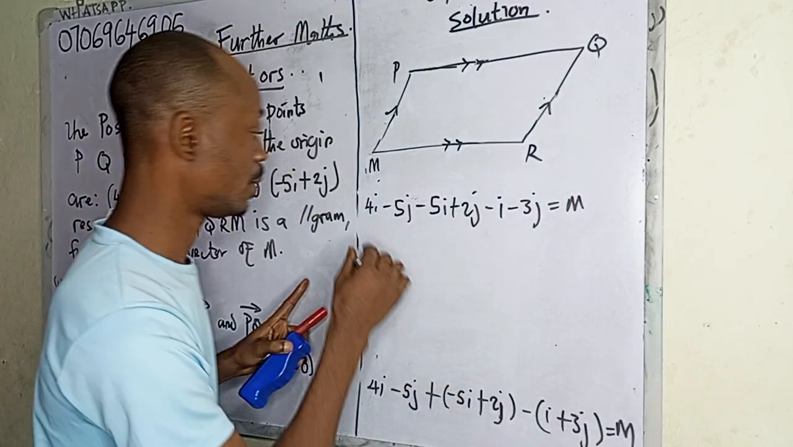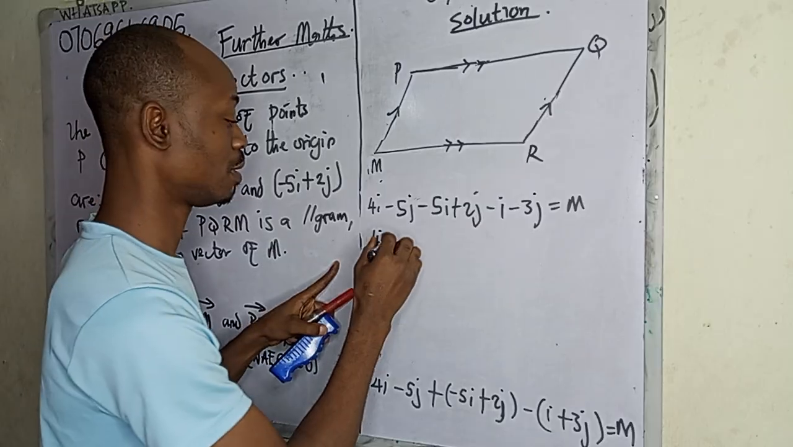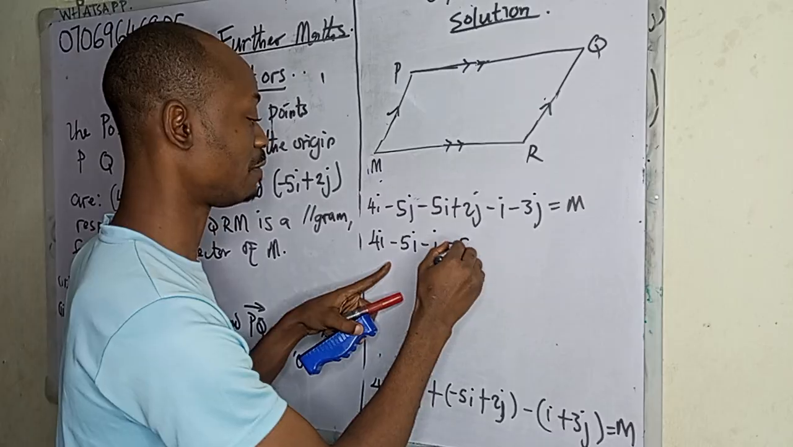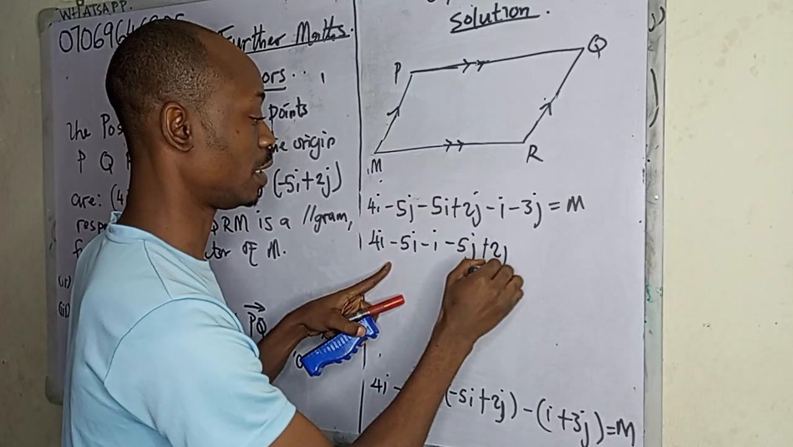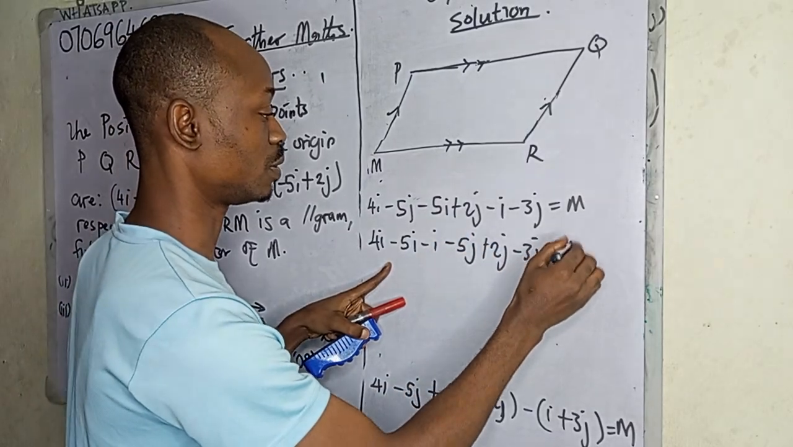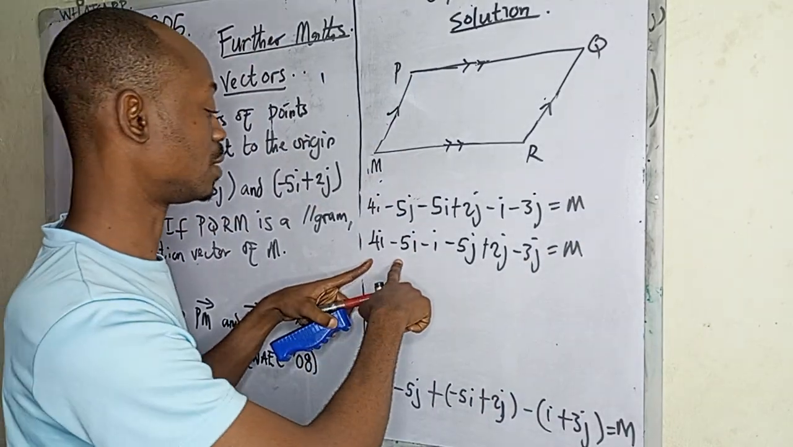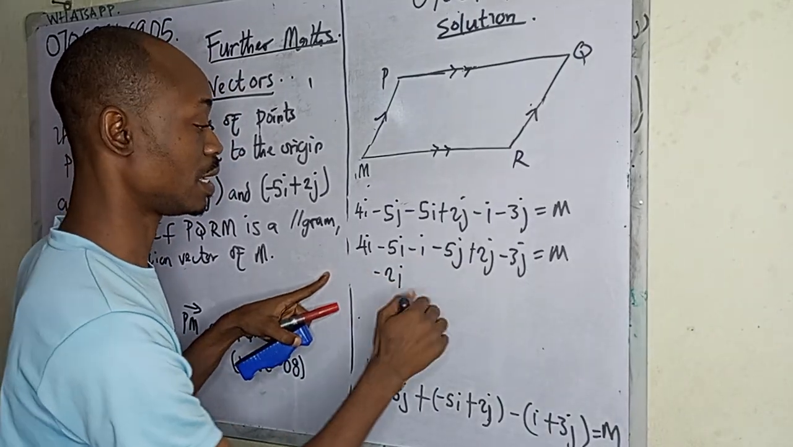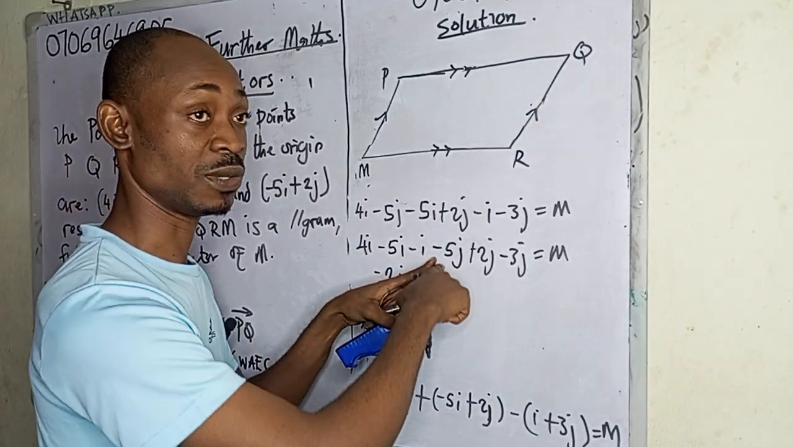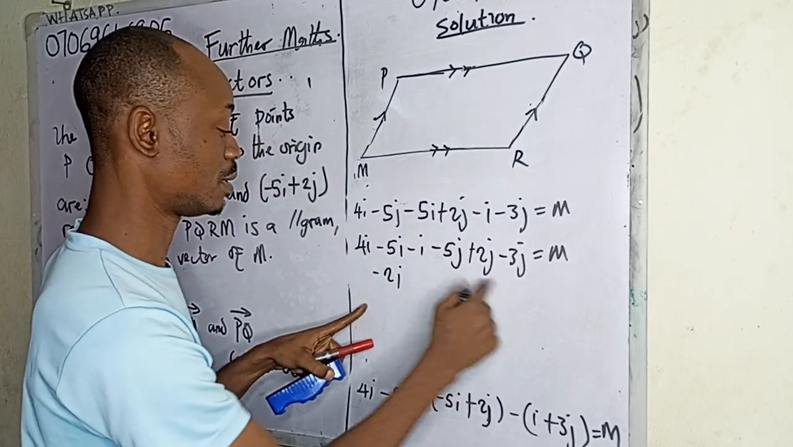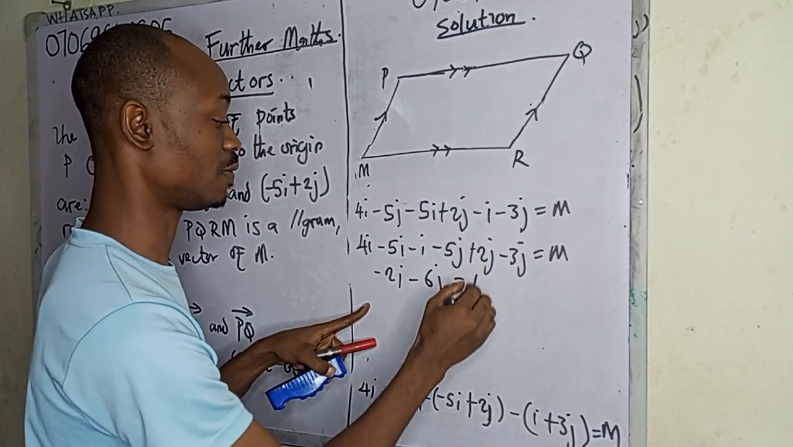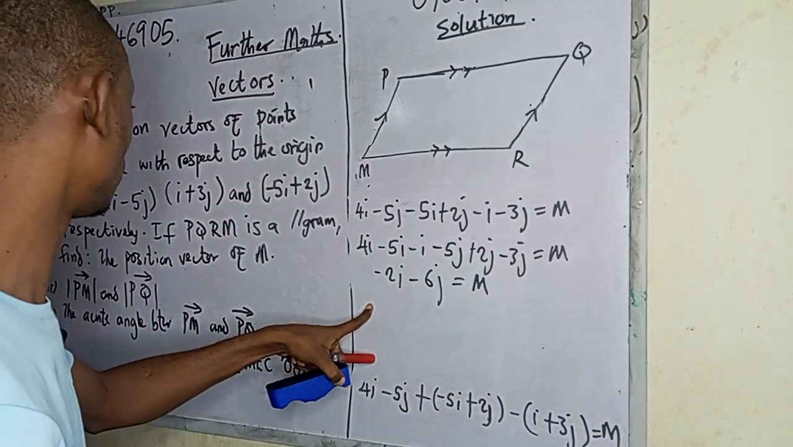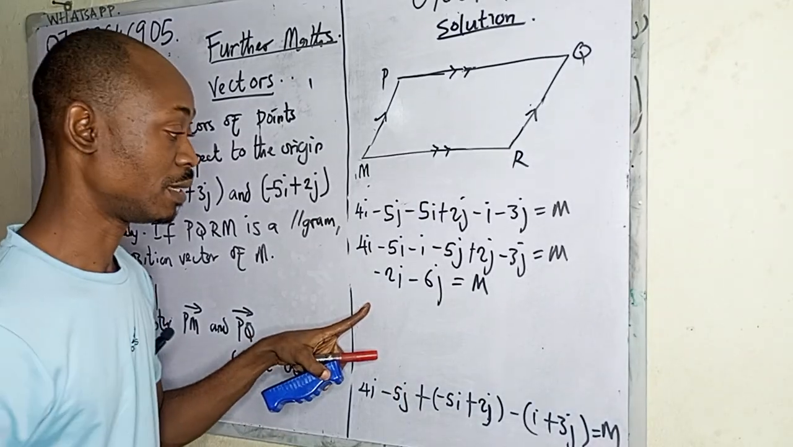So let's collect like terms now. Let's bring all the i's together: 4i minus 5i, then minus i, then the j's together. We have minus 5j plus 2j minus 3j. All will be equal to M. 4 minus 5, that's going to be minus 1. Minus 1 minus 1i, that's going to be minus 2i. Then minus 5 plus 2, that's minus 3. Minus 3 minus 3, that's minus 6j. And that's going to give M. And that is the answer to question number one, the position vector of M. It is minus 2i minus 6j.